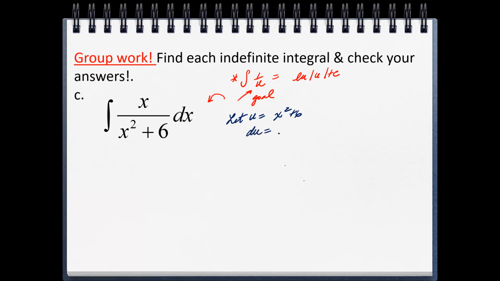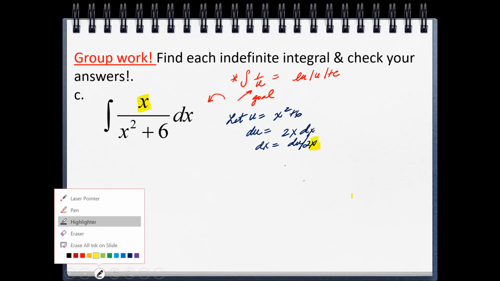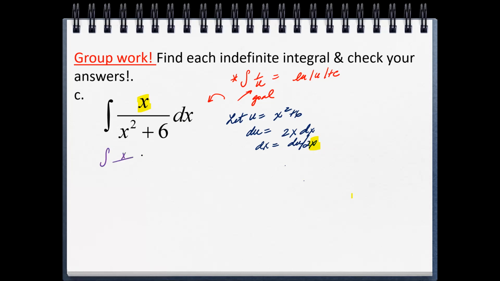Du is going to be the derivative of x squared plus 6, which is 2x dx. dx is going to be du over 2x. And immediately I can see that I'm going to be able to cancel this and this, which is perfect. So what I'm going to do next is integral x over u, replace your dx with du over 2x. And I'm going to go ahead and cancel this part here, which is a 1/2 integral 1 over u du. And look how pretty that is.